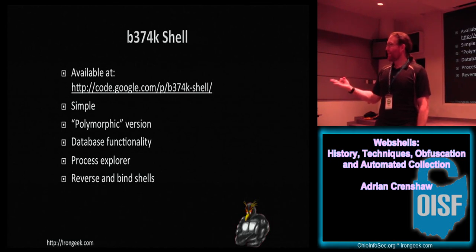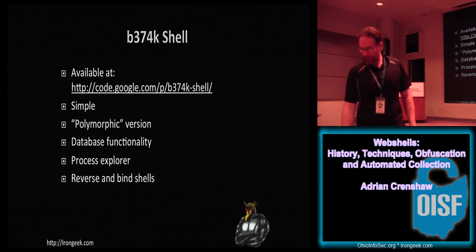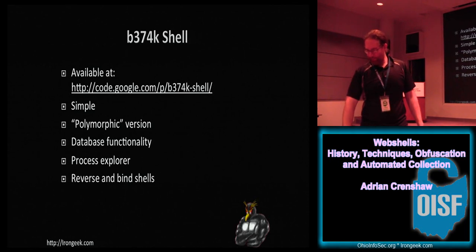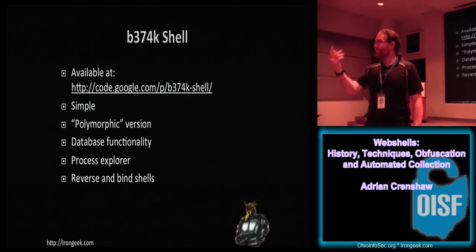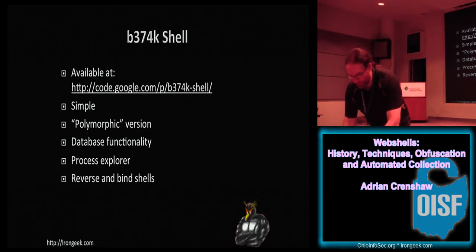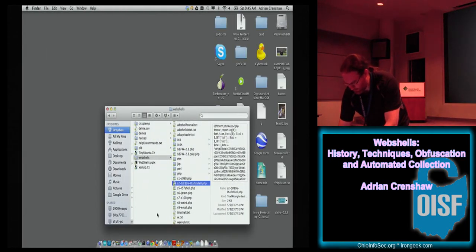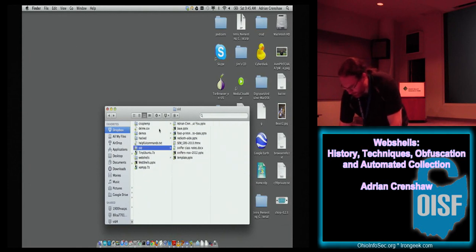It has database functionality, so if you happen to get into a remote box and you want to dump, let's say, all the users' password hashes, or passwords depending on how badly the application is written, you might be able to do that. It also has a process explorer, so you can try to kill processes. Hopefully if it's not running as a privileged user, it's not going to be able to do that. And it can also do reverse or bind shells, so you can send a shell back to you via something akin to Netcat. It looks like this, and let me see if I have a nice demo for it.